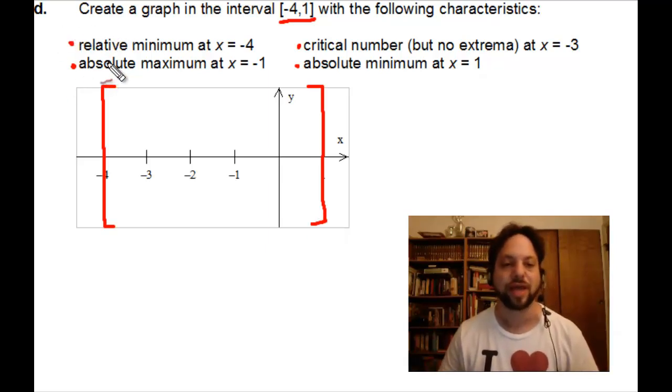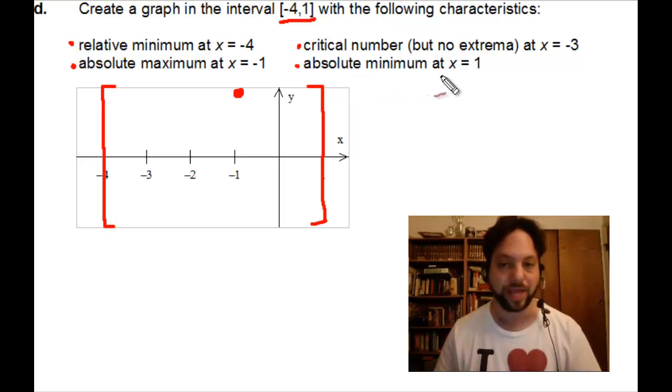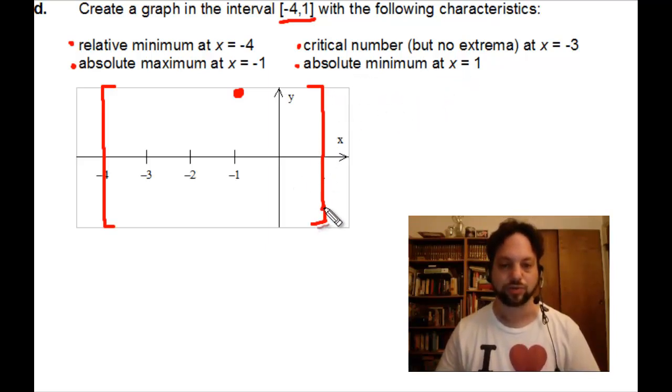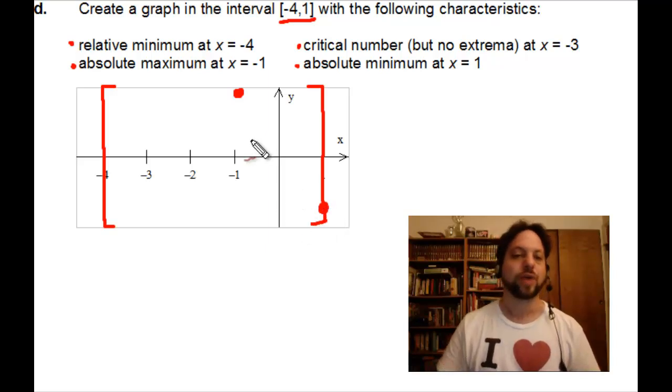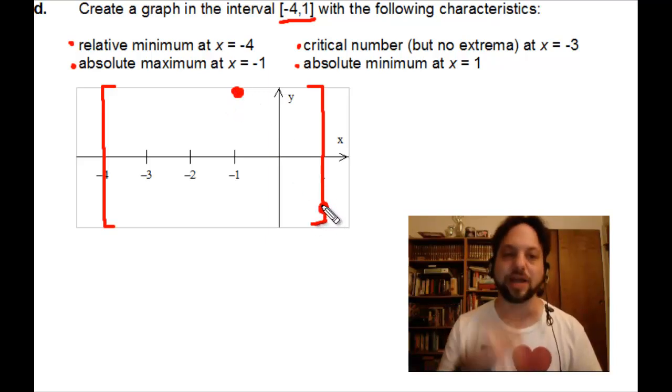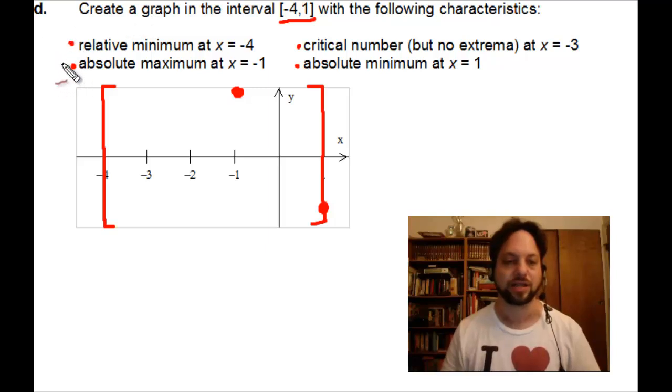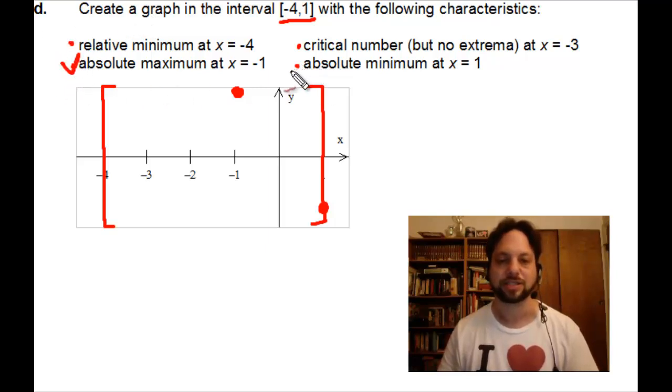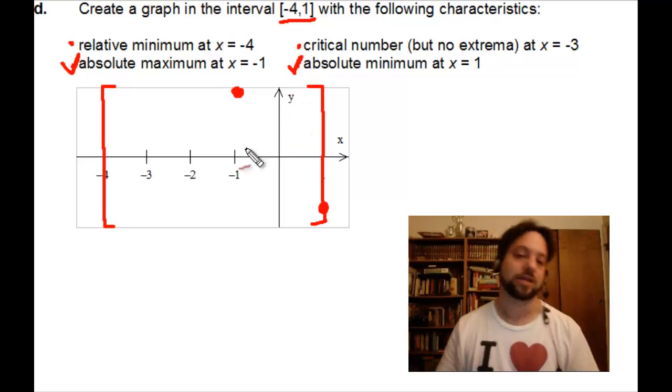Now we are told that we have an absolute maximum at x equals -1. So I'm going to go ahead and draw the highest point that will be on my graph right there, where x equals -1. We're told we have an absolute minimum at x equals +1. So I will draw an absolute minimum. So everything that I draw on this graph will go no higher than this point and no lower than this point.